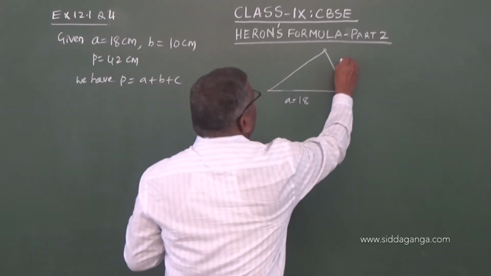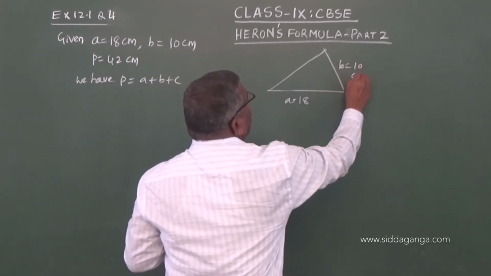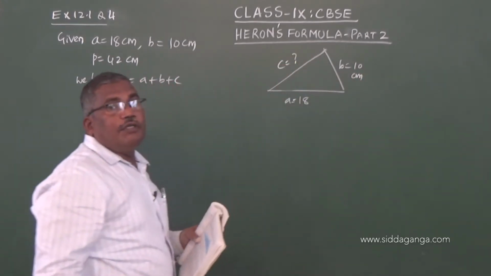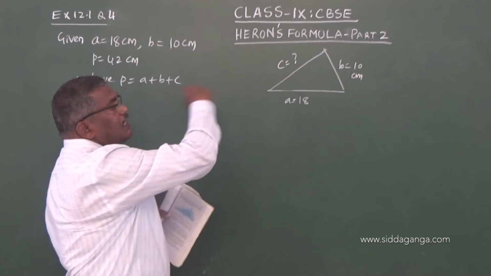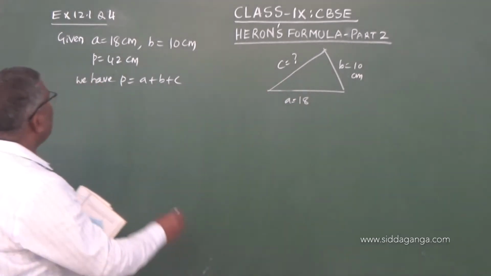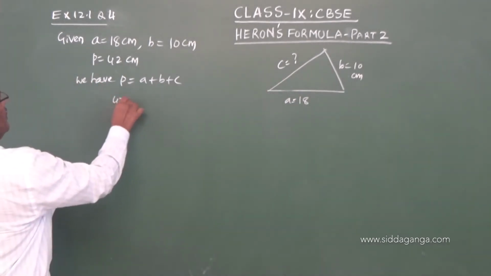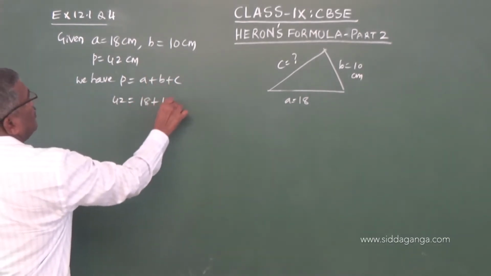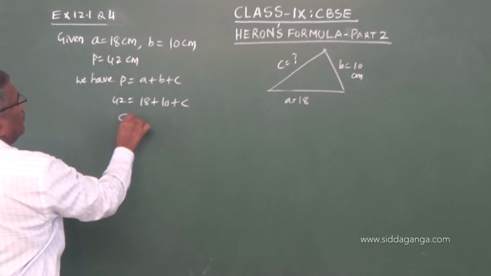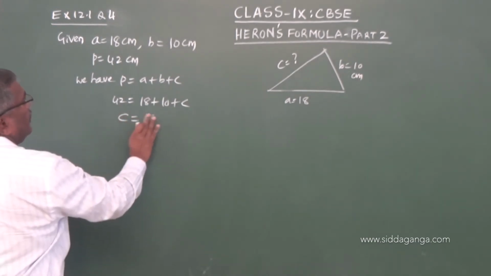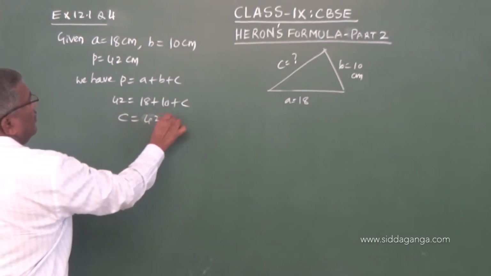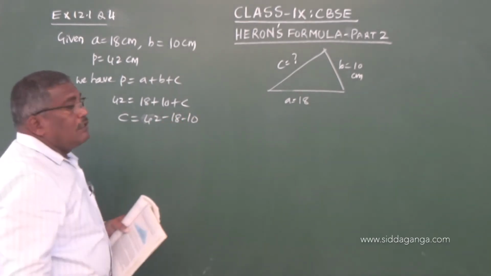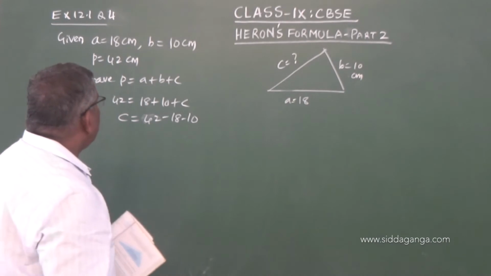So that is B equals 10 centimeter, let us say. So C is to be found out. A plus B plus C is nothing but P, that we know. P is 42 centimeter is equal to A is 18 plus B is 10 plus C. So therefore C equals 42 minus 18 minus 10.